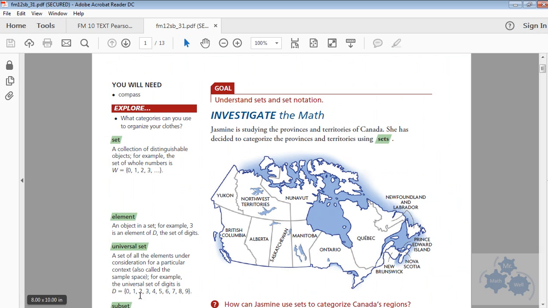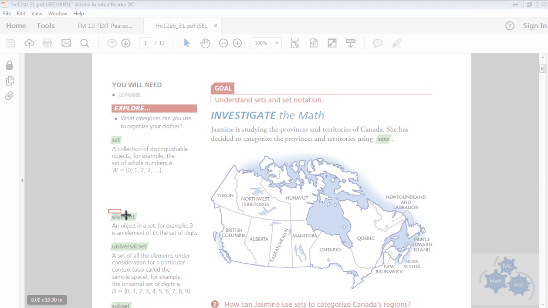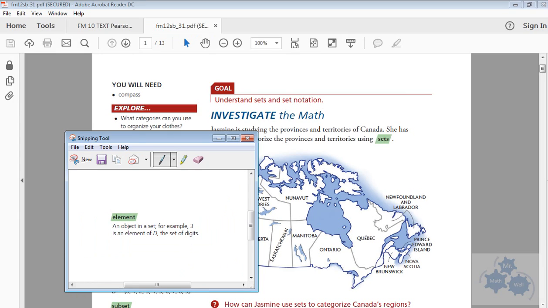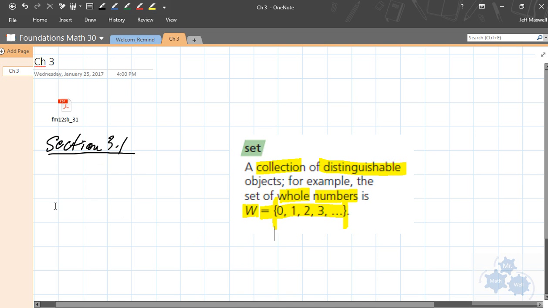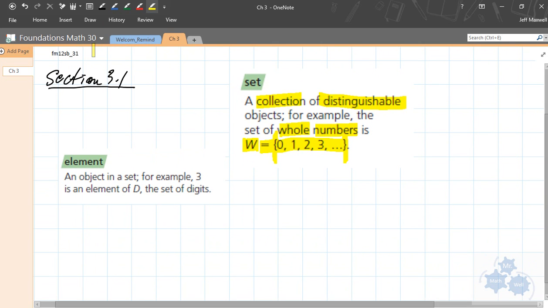Now, an element. If we take a look at what an element is, it's one of those objects in the set. All right, so we'll clip this one, element, to bring that into our notes. An element is an object in a set. Again, you have a set of numbers, or a set of items, a set of people, a set of animals, a set of colors. And an element is one of the objects in the set. So an object in a set.